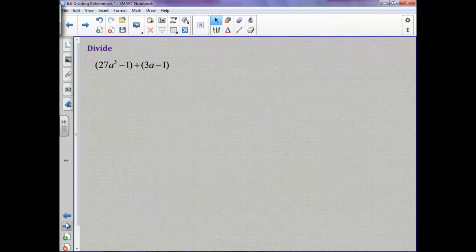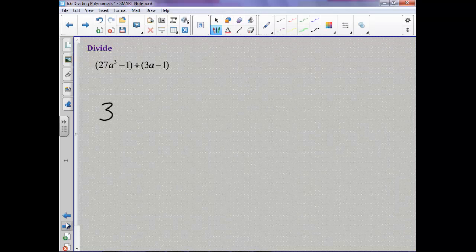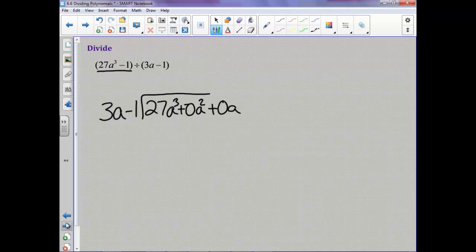On this one, it's the same idea, but when we write inside of here, we actually need all the terms that aren't appearing in here. So it'll be a cubed, and 0 for the terms that aren't there. So a 0a squared plus a 0a, and then minus our 1. So now we'd have to multiply this first one by 9a squared.